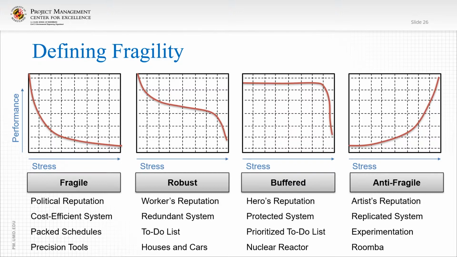A replicated system, versus a protected or redundant or cost-efficient one, but one that's truly replicated, is going to be able to select the best ideas and continue to get better over time.